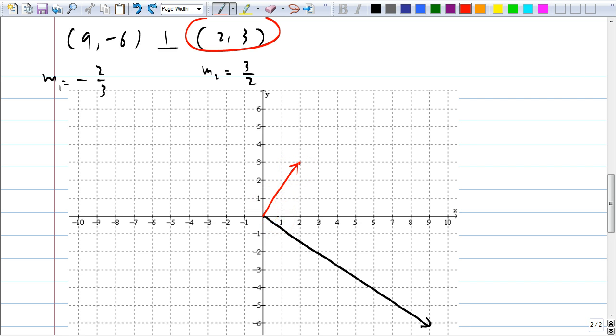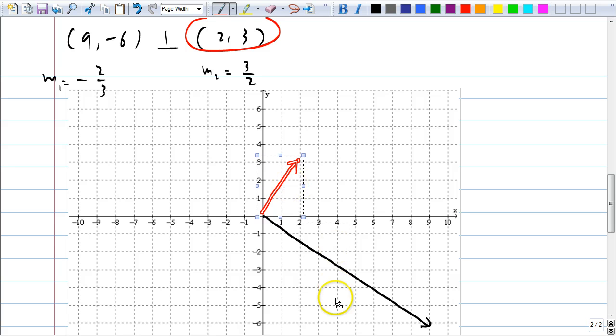Does that make sense? But as I said before, this vector could be anywhere. I could put it over here. I could put it over here. Are they still perpendicular? Yes, they are. Does that make sense? It doesn't matter where you start, but it's kind of easy when you put it at the origin like this, both of them. You see what I'm trying to say?